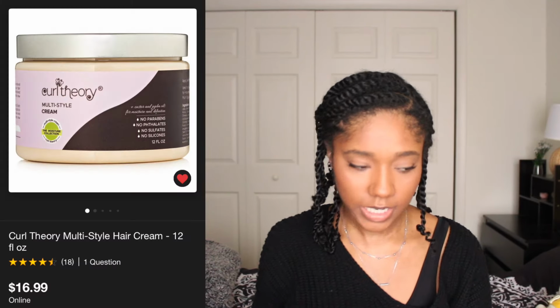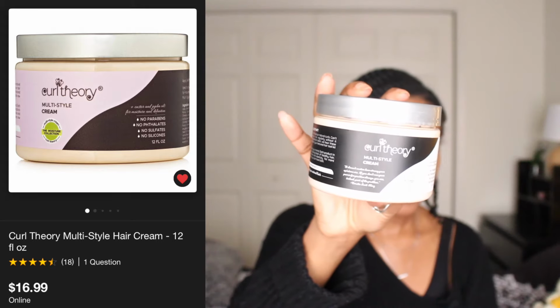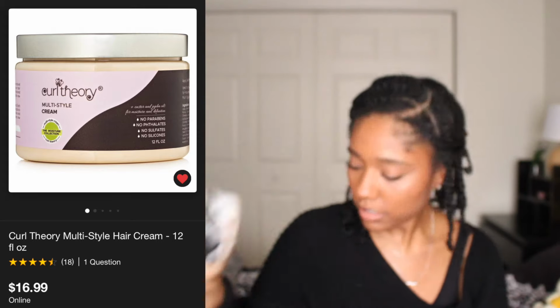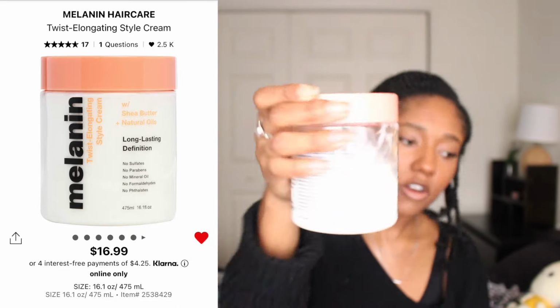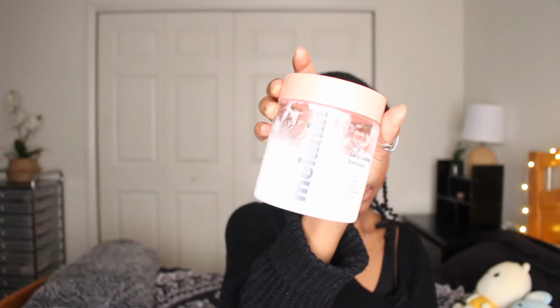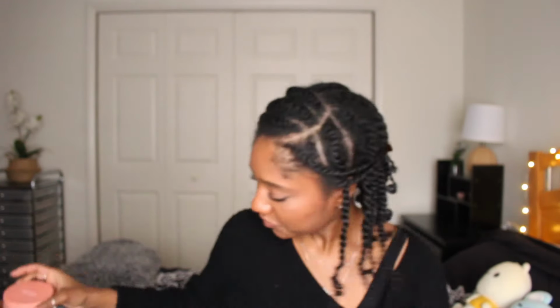My two favorite butters at the moment are the Curl Theory Multi-Style Cream. This is from Target.com and it's a Black-owned hair company. And then I also like the Melanin Hair Care Twist Elongating Style Cream. As you can see, she is well loved. And then also, like I mentioned, I like the Shea Moisture one. It's a good idea to apply butters to your hair as well and just see how your hair reacts. You might notice that your hair retains a lot more moisture, a lot better.